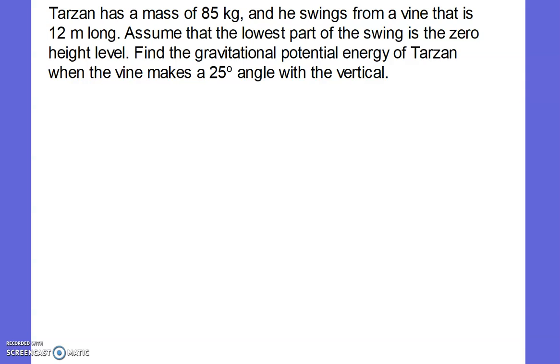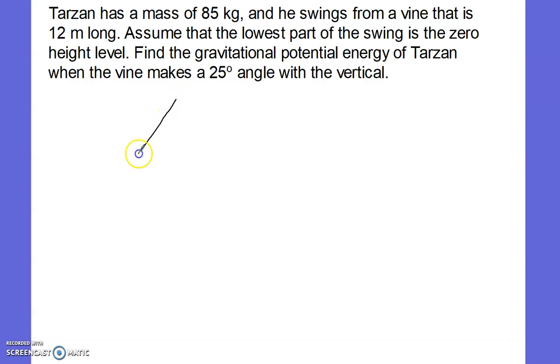In this problem, we have Tarzan, who has a mass of 85 kilograms, swings from a vine that is 12 meters long. Assume that the lowest part of the swing is the zero height level. Find the gravitational potential energy of Tarzan when the vine makes a 25-degree angle with the vertical. So we're going to find the gravitational potential energy.